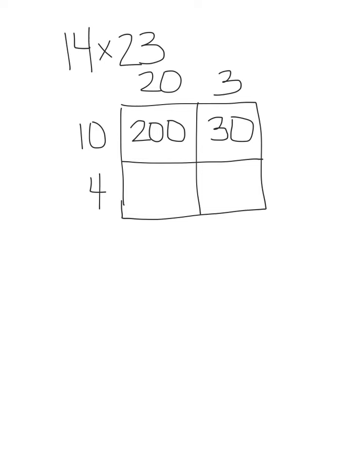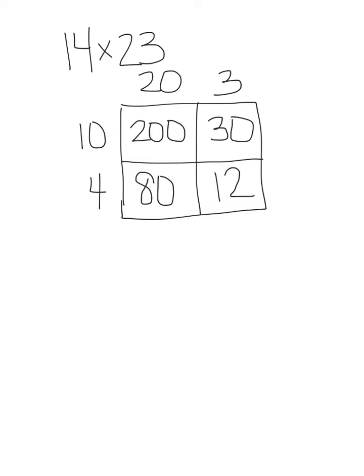Next, I'm going to multiply the second row 4 and the first column 20 to find the product of 80 and write it in the intersecting square of my area model. Next, I'm going to multiply the second row 4 by the second column 3 to find the product 12 and write it in the intersecting square of my area model.